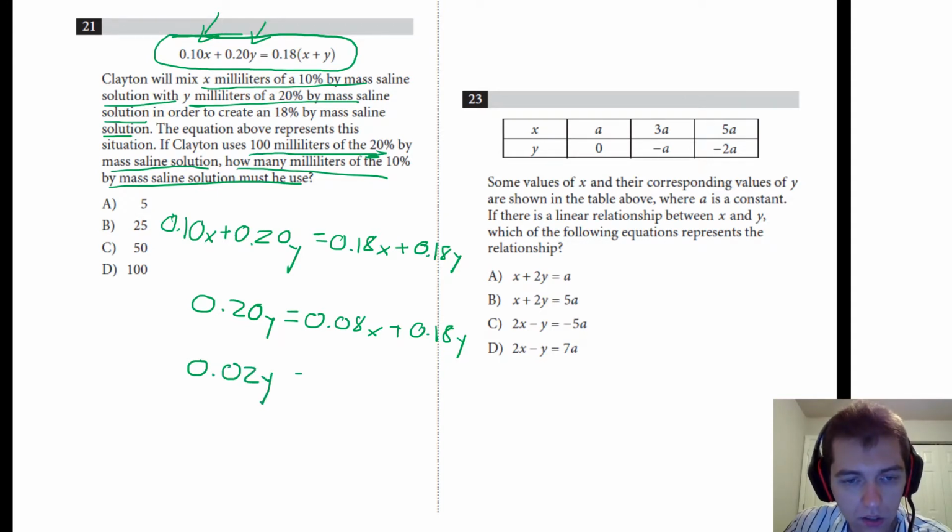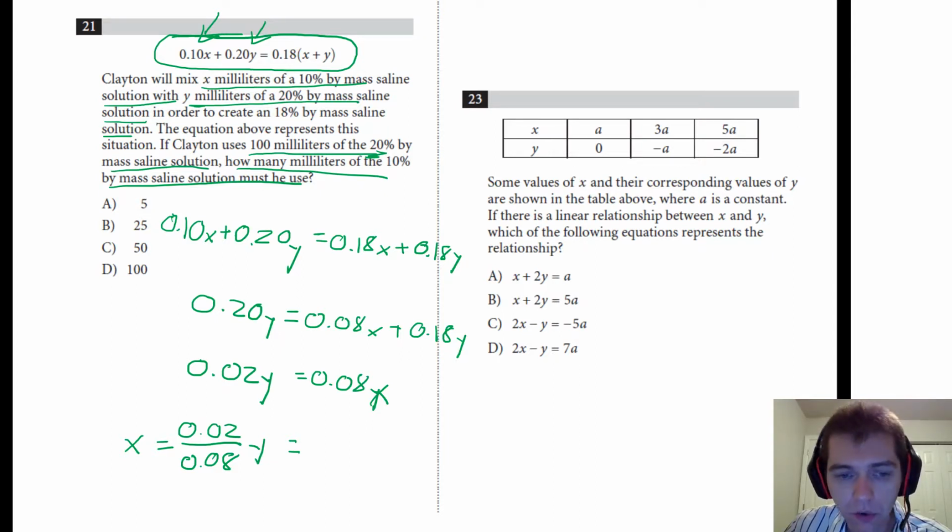0.02y is equal to 0.08x. At this point, you can go ahead and plug in, so that's an x. Now let's solve completely for x. So let's divide both sides by 0.08. So you'll be left with 0.02 divided by 0.08y. x is equal to this, which simplifies to 1/4 y.